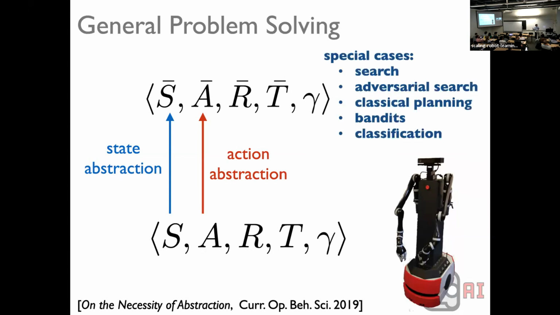So for example, if the states and the actions are discrete, you've got a good transition function, and your reward function is goal-based, once you know that, you can just do search. You can just do A star. If the transition function looks adversarial to you, then maybe you need to do adversarial search. If your states are factored and your actions are factored and they're both discrete and you've got a good transition function, then you're in classical planning.